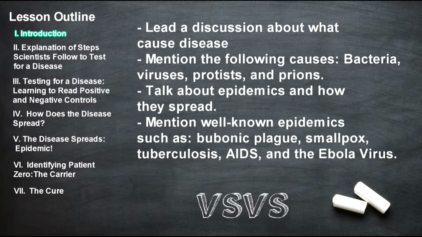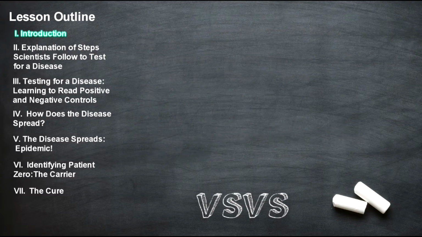Also, talk to the students about epidemics and how they spread. In your discussion, make sure you define the word epidemic and mention a couple of the more well-known epidemics such as the bubonic plague, smallpox, tuberculosis, AIDS, and the Ebola virus. Details about each of these epidemics as well as how they spread can be found in your lab manuals.